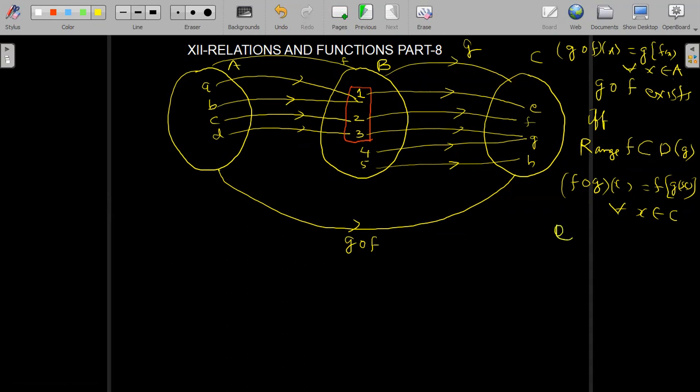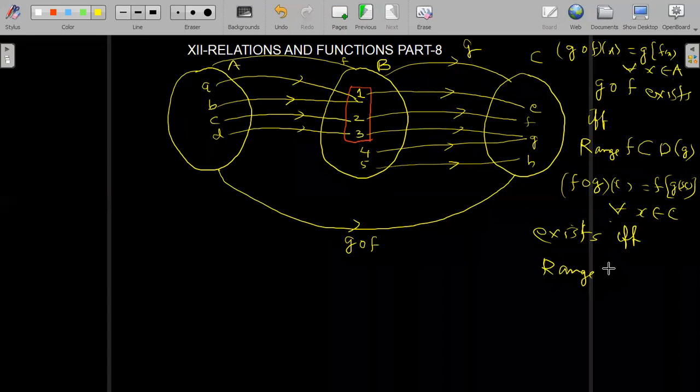And this also exists only if and only if the range of G should be a subset of the domain of F. So we have to check their existence, then we can find out GOF and FOG. Without checking, do not write directly. Okay, so we are taking some examples.